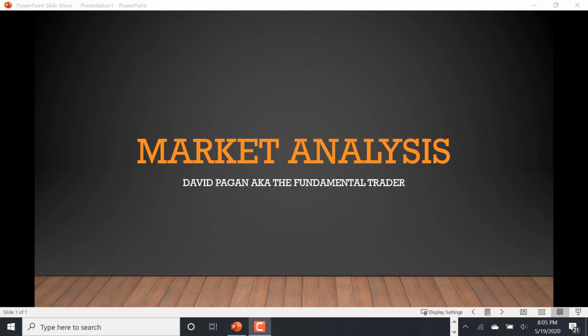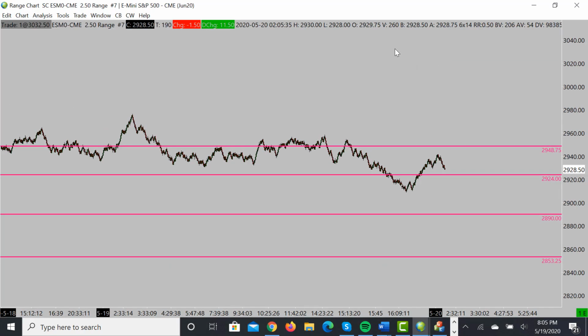Today we're going to be going over the S&P 500 and also gold, the levels we're going to be trading off of for these two. Let me go ahead and put up a 10 tick here for S&P 500 so we can see exactly what we're going to be looking at on the 10 tick here.